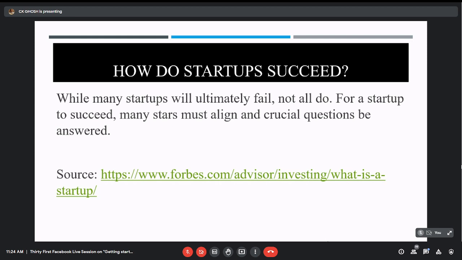Now, how do startups succeed? Because this is one question which bothers all of us, and whether it would at all succeed or not. While many startups will ultimately fail, not all of them fail. For a startup to succeed, read this portion very carefully. Many stars must align and crucial questions be answered. So you always have to be in a position to raise questions and find answers.